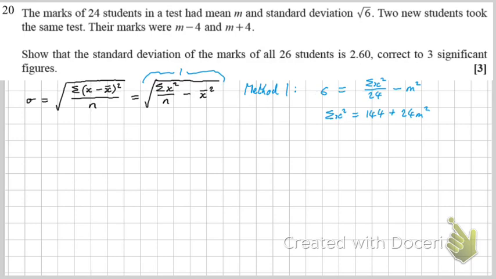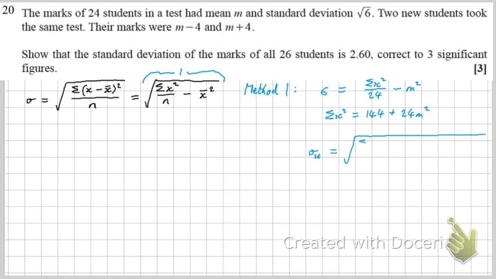Now, when we've got 26 pieces of data, let's first think about what the new mean will be. If the mean of the 24 pieces of data was m, and then we've brought along m minus 4 and m plus 4, how's that going to affect the mean? Well, you can set up equations and check, but it's not going to affect the mean at all. This problem's been set up so that it doesn't change the mean. You'll still have mean m, but it'll be over 26 pieces of data instead of 24.